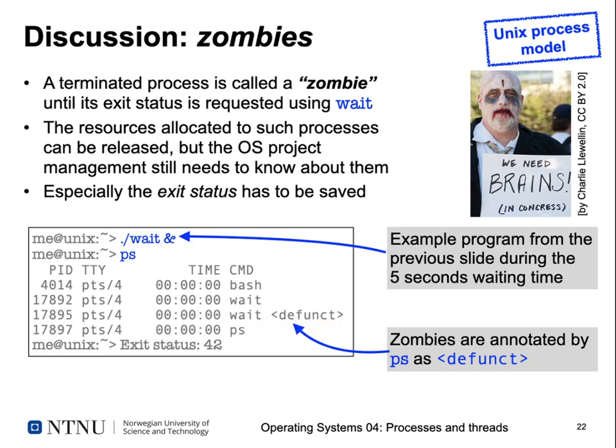And then finally, 5 seconds later, you get the exit status of 42. So this process has already terminated. The exit status is preserved by the OS. And then it's printed. And then we can throw all of this information away.